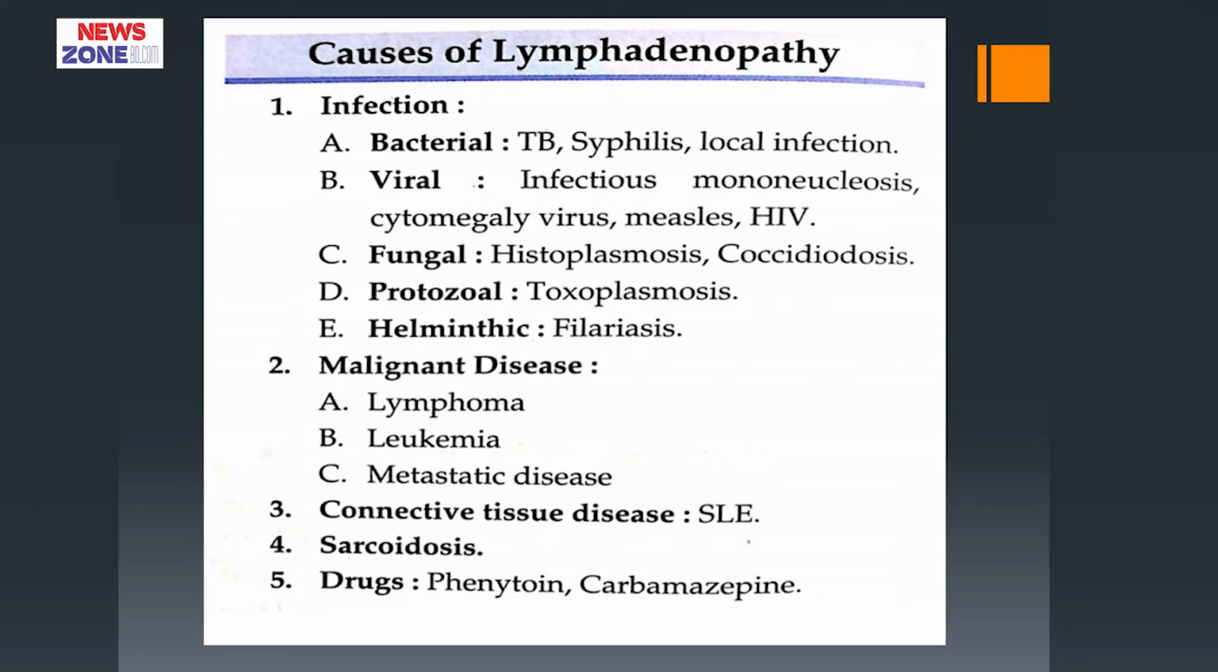What are the other diseases where lymphadenopathy occurs? Connective tissue disorders, for example SLE. In sarcoidosis lymphadenopathy also occurs, and certain drugs, for example phenytoin and carbamazepine, also cause lymphadenopathy, lymph node enlargement.